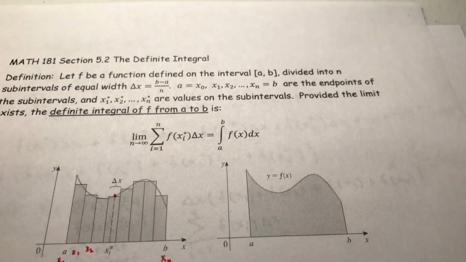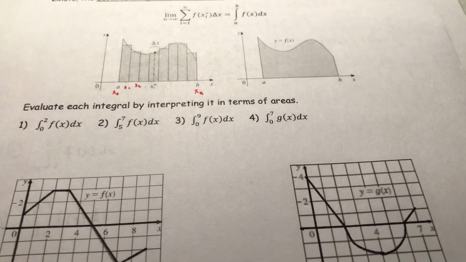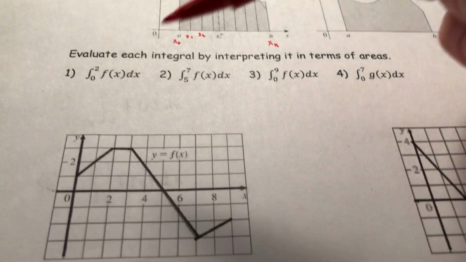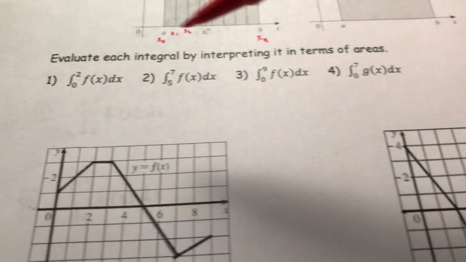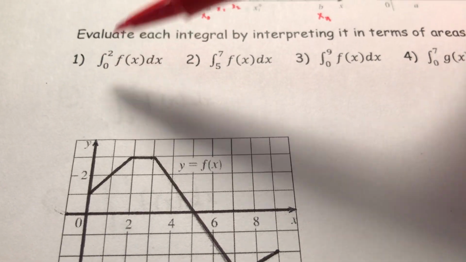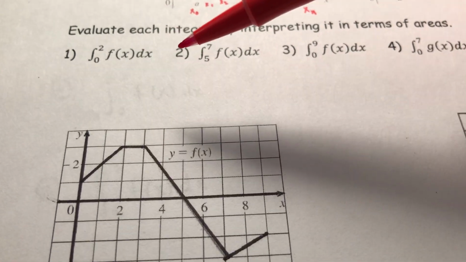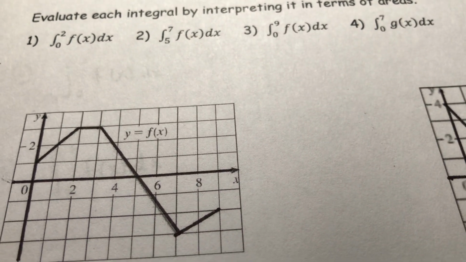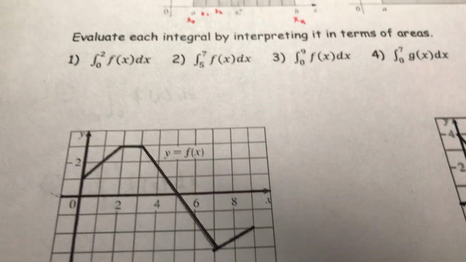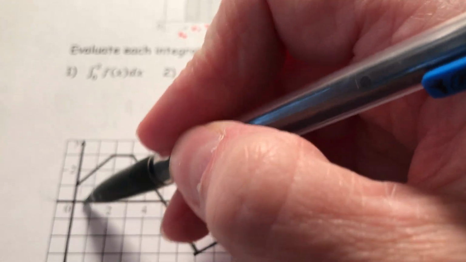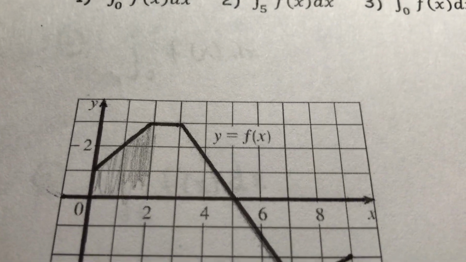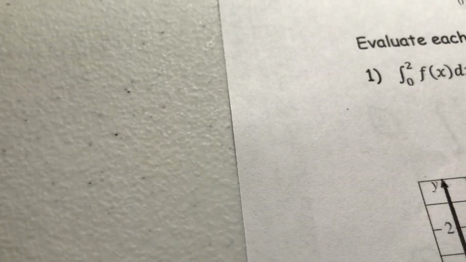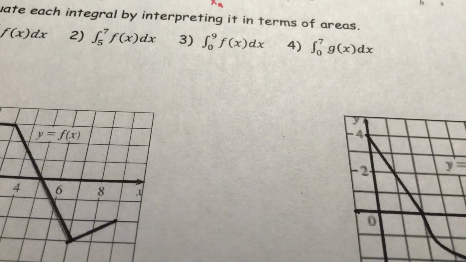All right, let's take a look at number 1. I have a function f of x here, and I have a function over here g of x, and we're supposed to find the integral from 0 to 2 of f of x dx. So that is looking at the area under this curve from 0 to 2. So we're looking at this area right here. All right. So let's see what that's going to be. Written this down here.